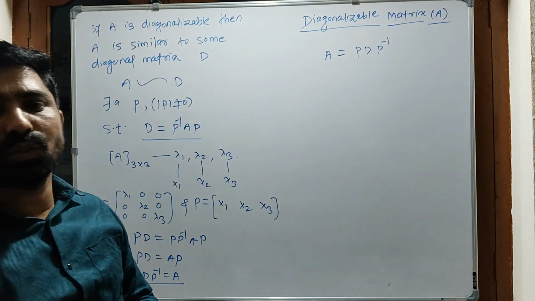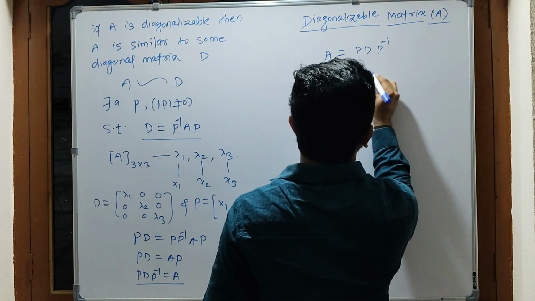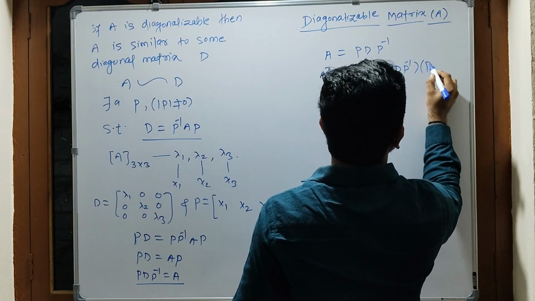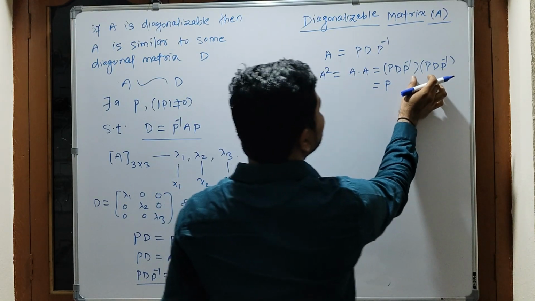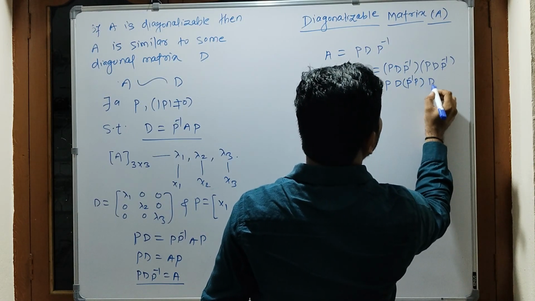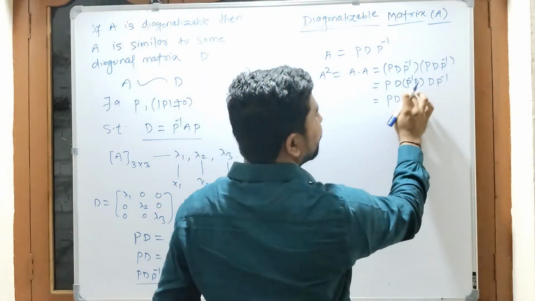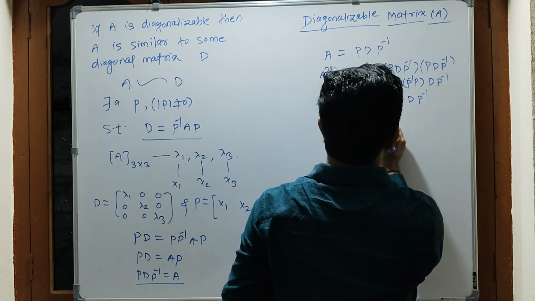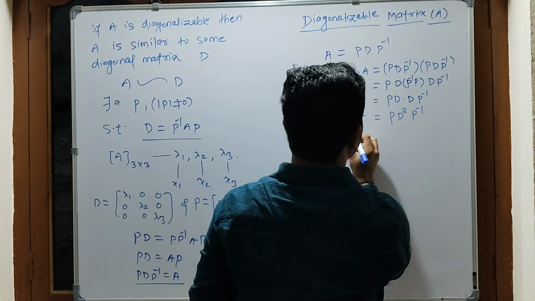Now I want to find A square. A square equals A into A, so this is P D P inverse times P D P inverse. Opening the middle bracket, P inverse into P is I, so this is P D square P inverse. This is my A square.